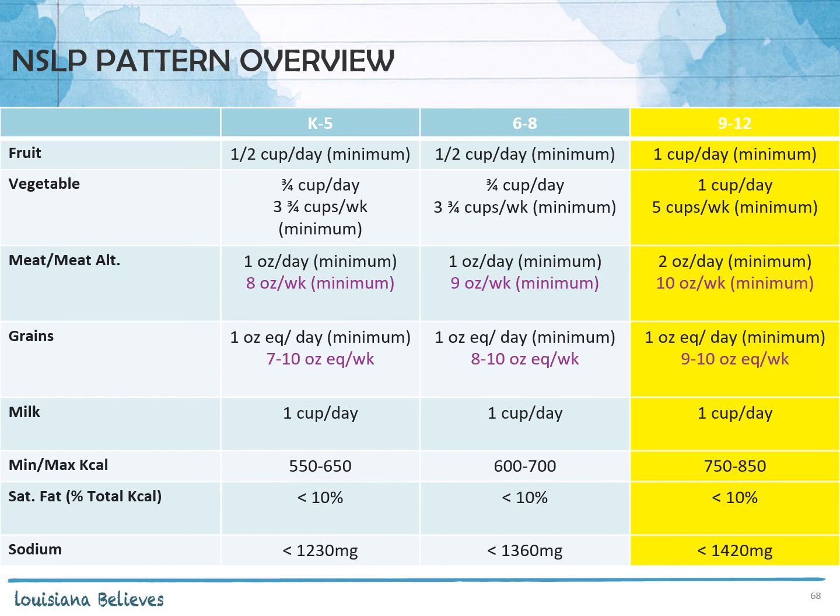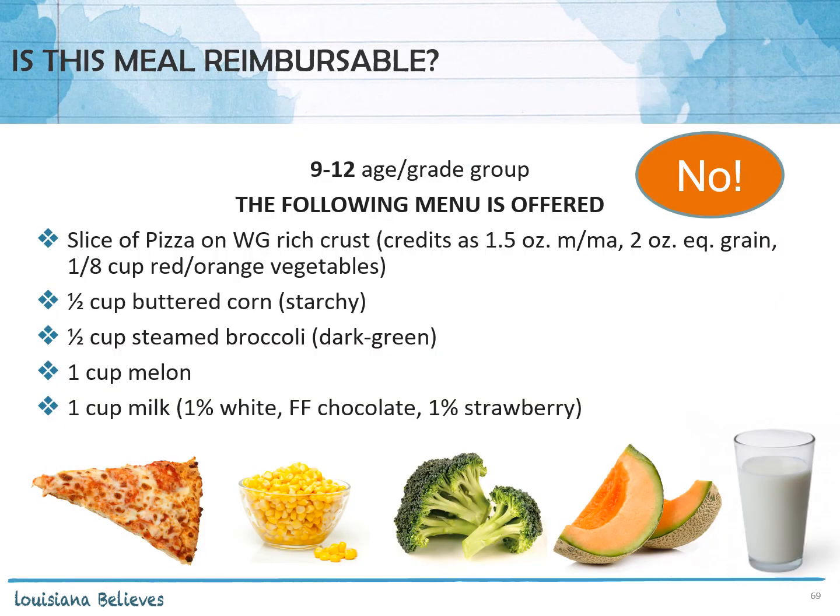Let's look at the 9 to 12 age grade group. This 9 to 12 age grade group lunch is not reimbursable. It only provides 1.5 ounces of meat alternate when 2 ounces is required.